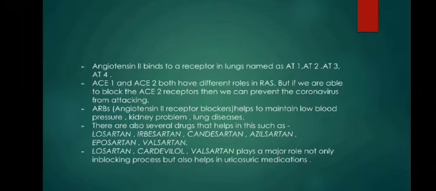So, ACE1 receptor blockers were present first, a long time ago, but after a long period ACE2 receptor blockers were produced. There are several kinds of ARBs, that means angiotensin 2 receptor blockers.